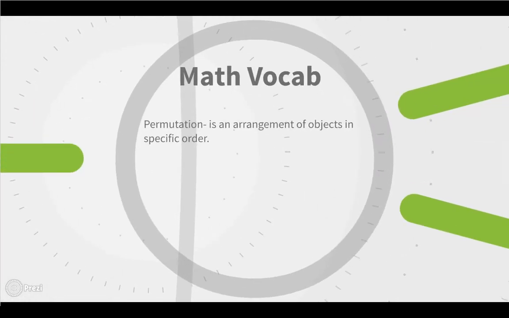Anyway, your math vocab today is permutation, which is an arrangement of objects in a specific order. You're not going to need to know this for the math lesson, but you're going to need to know it for Power Up 92.